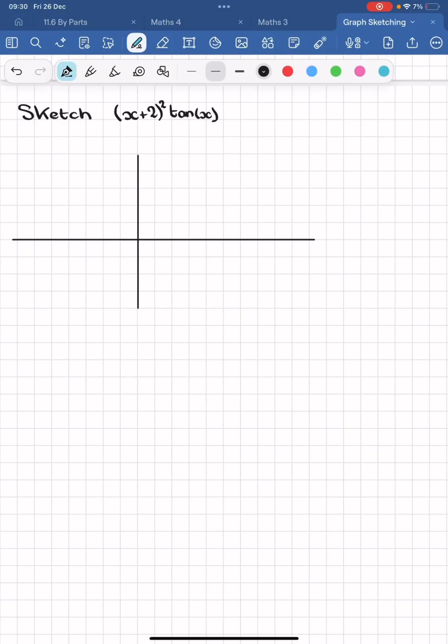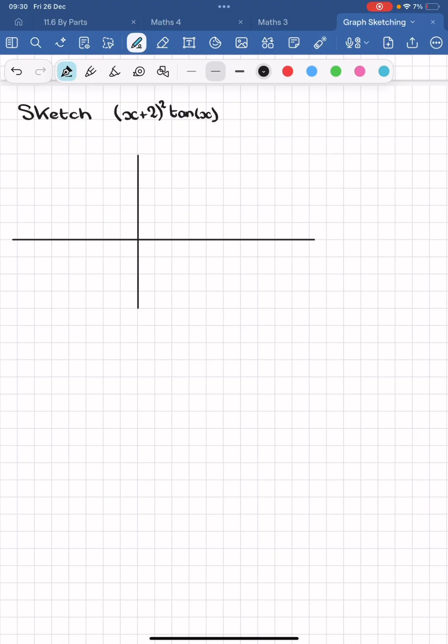Hello guys, today we've got a task to sketch (x + 2)² multiplied by tan x. So immediately we recognize that this is a product of two functions. We've got (x + 2)² as one function, and tan x is the other. So let's go ahead and sketch them separately, see where we can go from there.